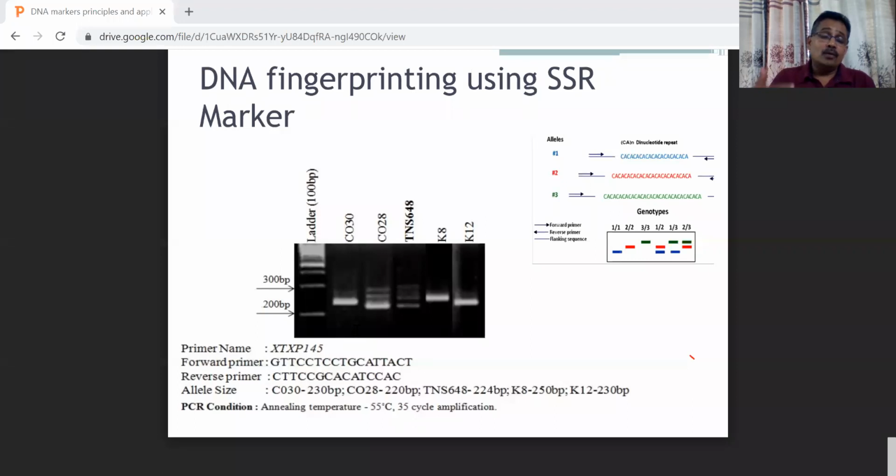So you can download the sequence, order the primer, and when the primer comes, you can do the PCR. You can see the standard allele size and the size of the allele you are getting, and you can easily differentiate. That's why people use SSR markers very frequently in many labs for DNA fingerprinting or mapping purposes.